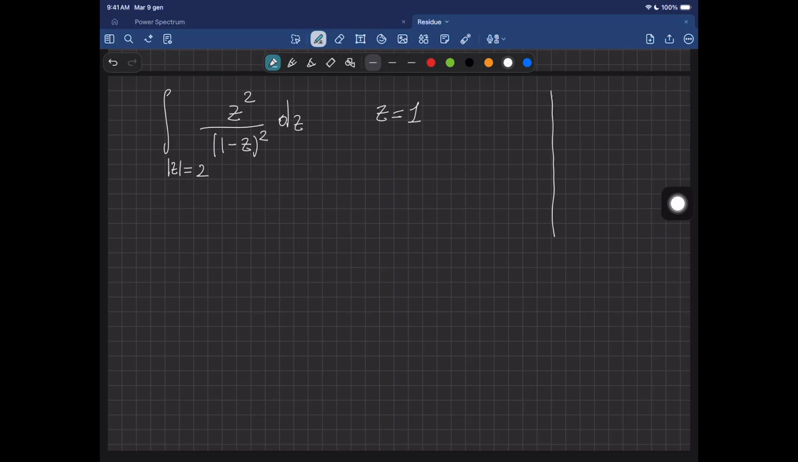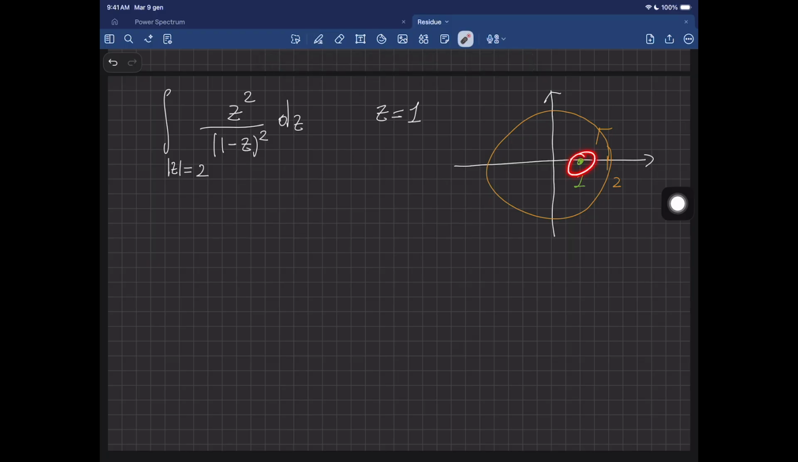So as before, let's draw our complex plane. z = 1 is here, and then we are integrating over the circle of radius 2, so this is 2, and this is our lovely circle, and we are always integrating counterclockwise. Okay, great. So there is only one singularity inside, and in this case I can immediately read off that this is a pole of order 2. Why? Because the denominator goes to 0 at z = 1, and I have a square here.